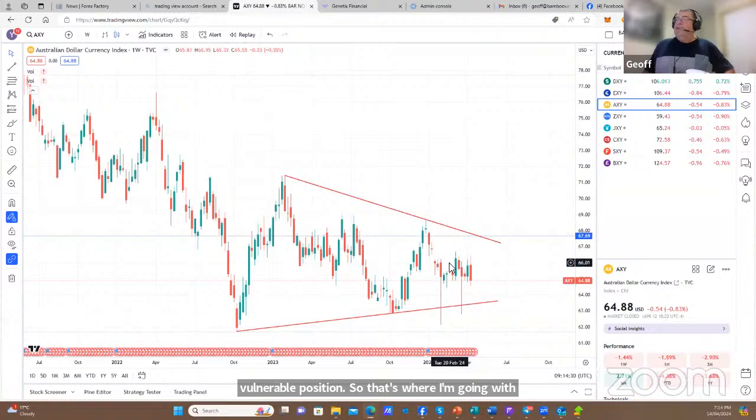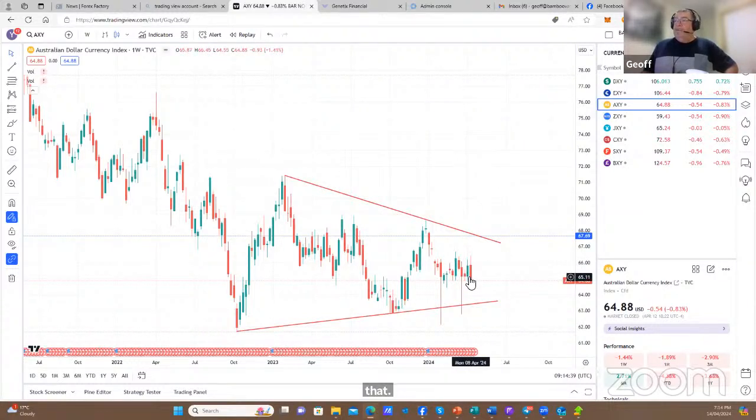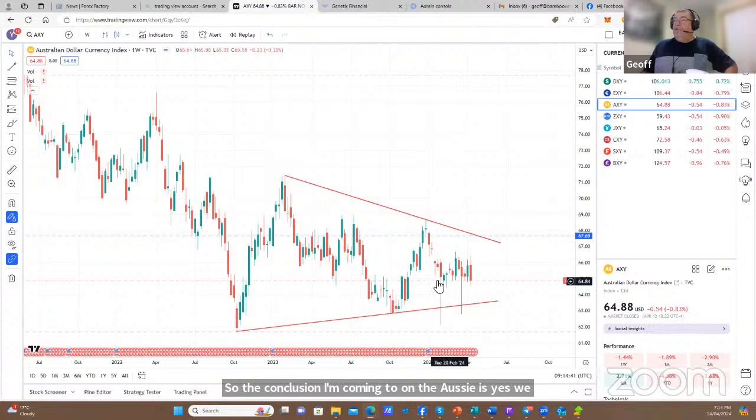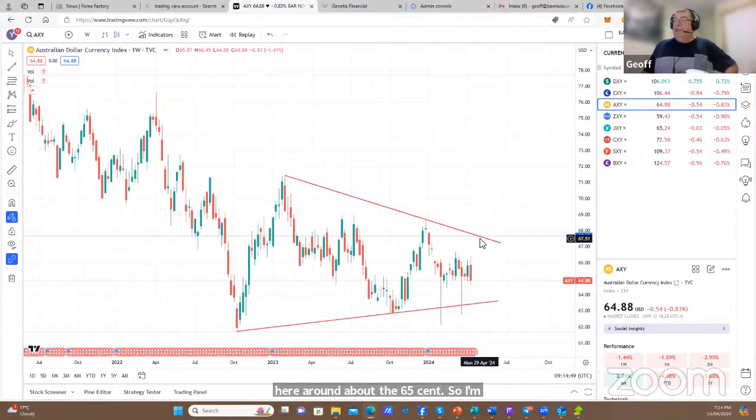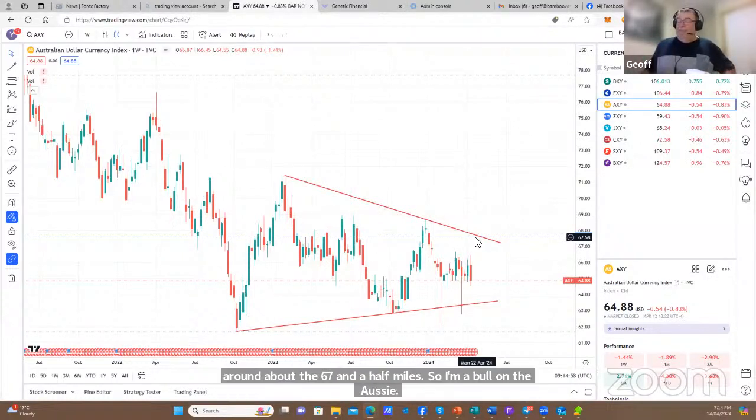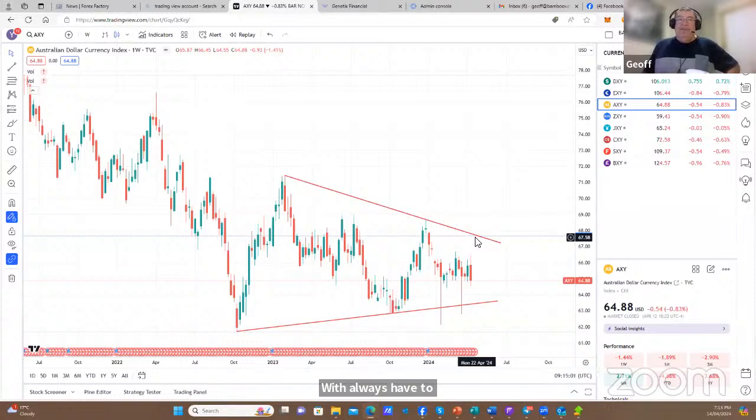And as we go through these currencies, the indexes, I think you'll find that we can come to a conclusion on that. So the conclusion I'm coming to on the Aussie is, yes, we had a bad week last week, but there's a very, very strong rejection of this level here around about the 65 cent mark. So I'm thinking Aussie is still going to go to around about the 67.5 mark. So I'm a bull on the Aussie with, I'd have to say, due deference to the war situation.